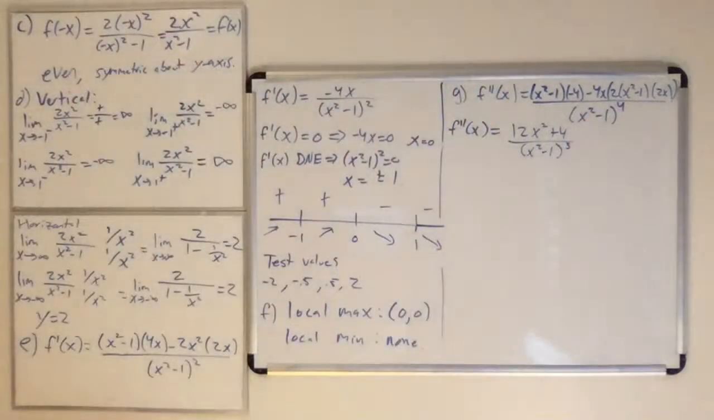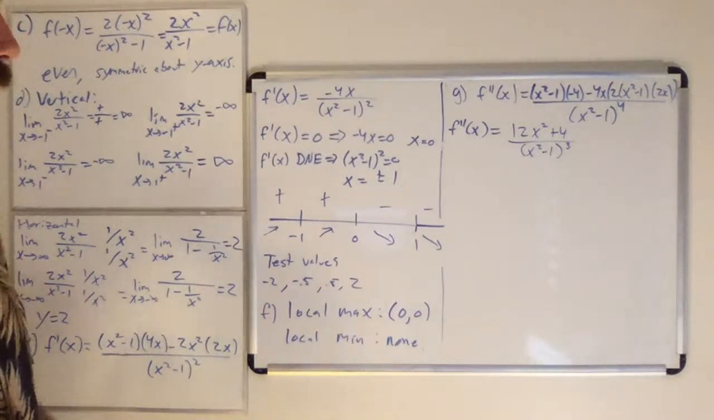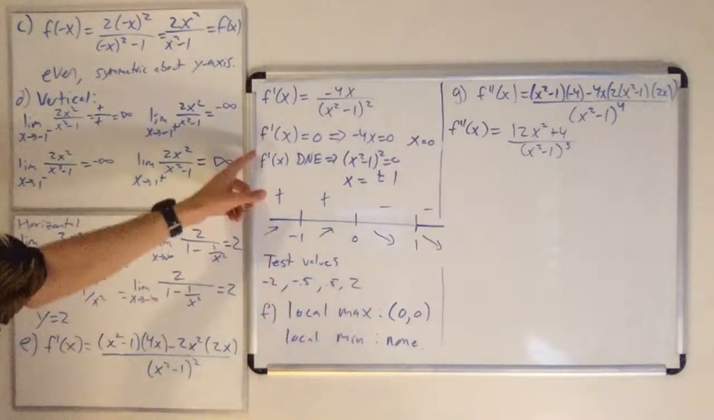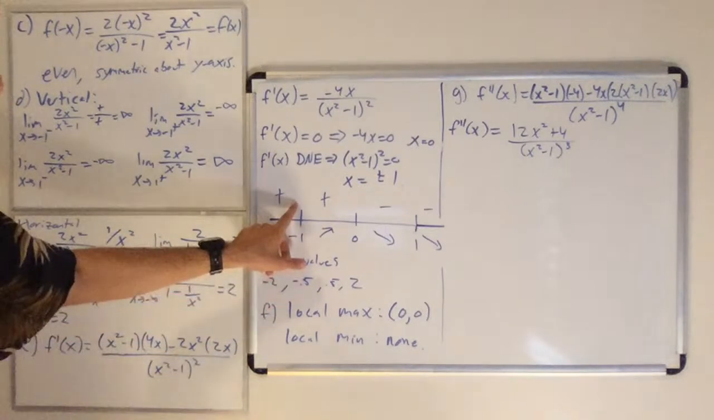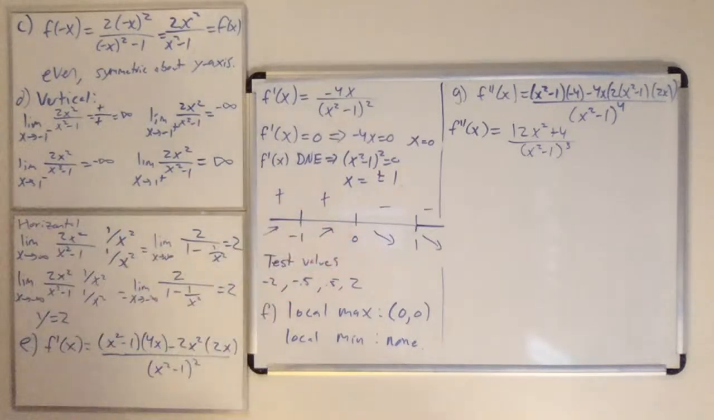So it simplifies to this. And now we're going to do the same exact thing as we did with the first derivative, but with the second derivative. Find when it's equal to 0, find where it doesn't exist, and then check if it's positive or negative, and that will tell us about the concavity.